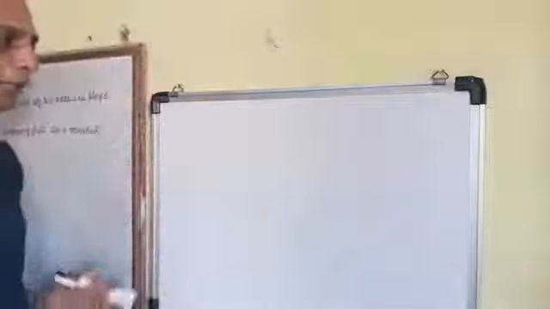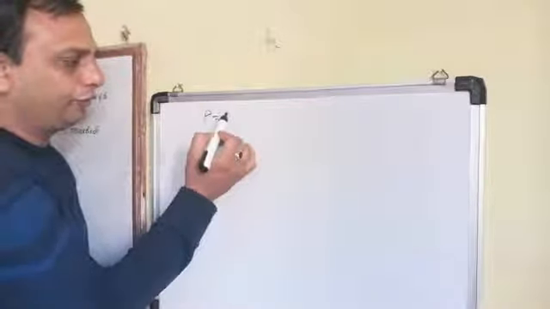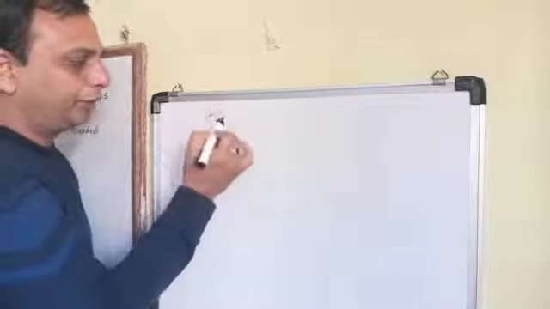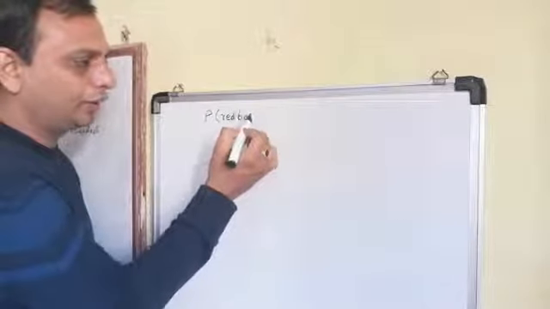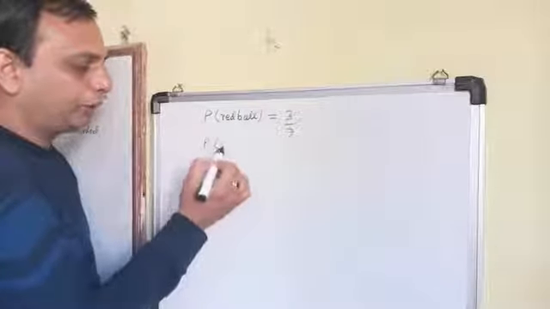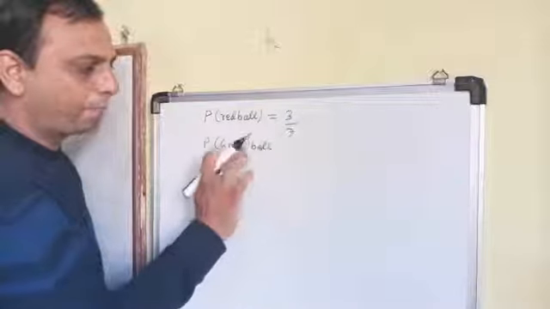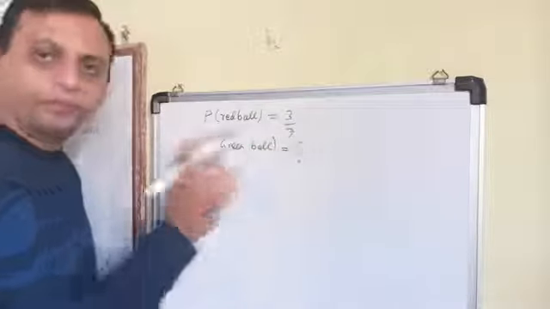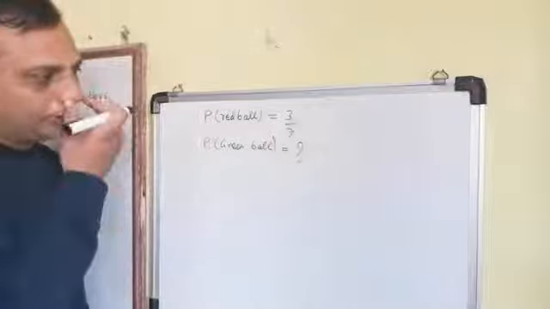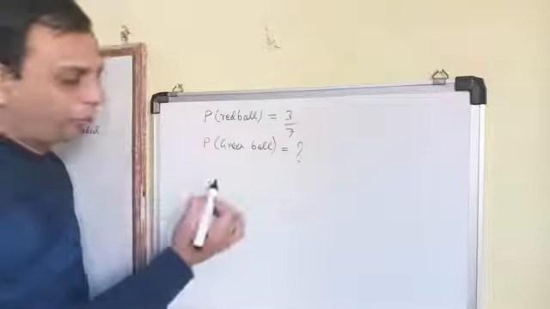Now we'll see one more type. Suppose the probability of the red ball is given, 3 upon 7, and the probability of the green ball is asked to find. This we have to find. And to find such a question, there is one more formula for probability.